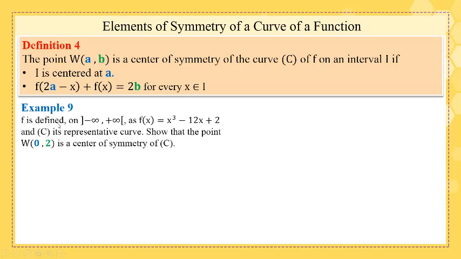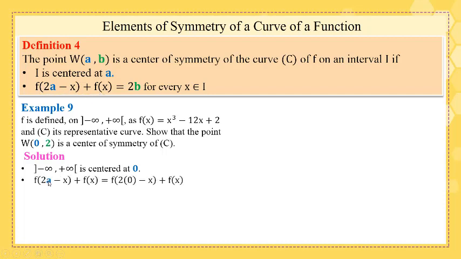Example. F is defined on -infinity, plus infinity by the following expression. Show that the point W(0, 2) is a center of symmetry of the curve C. Is -infinity, plus infinity centered at the abscissa of W? Yes, -infinity, plus infinity is centered at 0. The second condition is to prove that f of 2a minus x plus f of x equals 2b. Let us start with f of 2a minus x plus f of x.